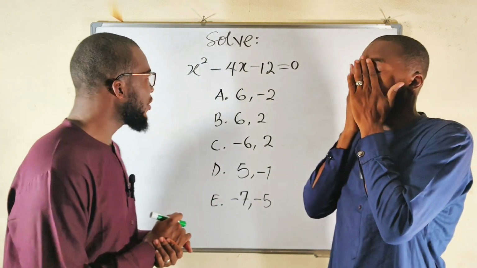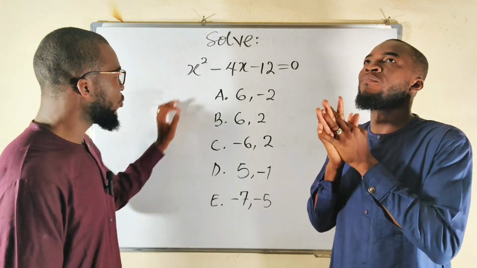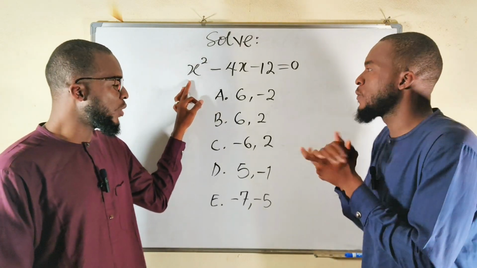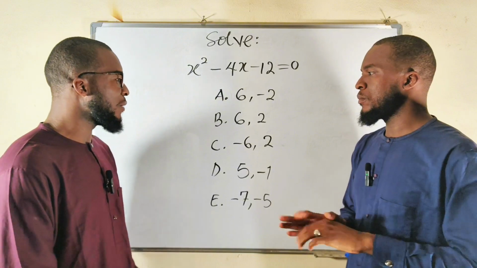But let me show you how to solve it using the traditional way. The quadratic equation is x squared minus 4x minus 12 equal to 0, and we have available options here.